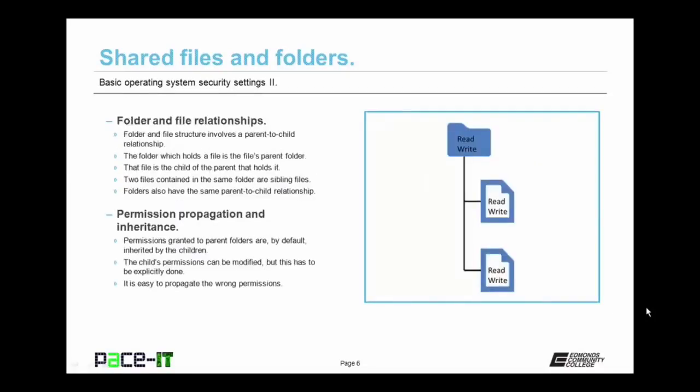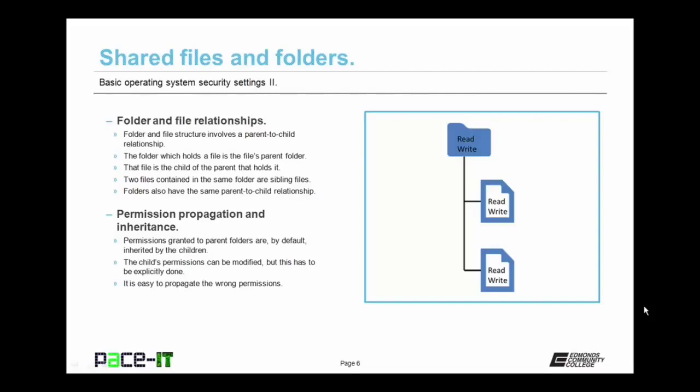Now let's discuss folder and file relationships. The folder and file structure involves a parent-to-child relationship. The folder that holds a file is the parent folder. The file that is held is the child of the parent. Two files that are within the same folder are siblings. And folders can also have a parent folder and be a child of that folder.